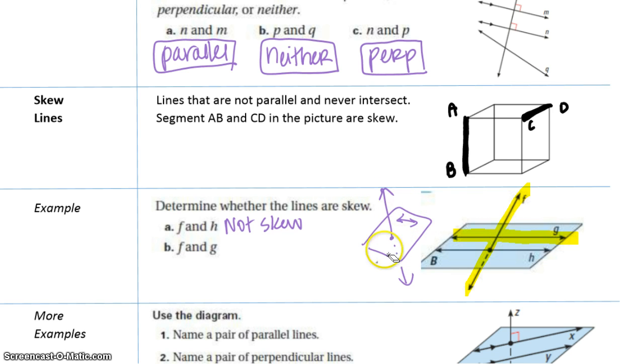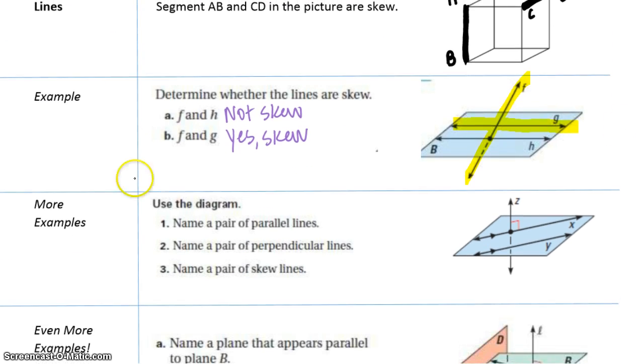One's on the sheet of paper and this one's going through it. That's what's happening in this picture right here. So these don't intersect and they're not parallel, so yes, they are skewed lines. Okay? So what I would like you to do is I want you to try these examples.